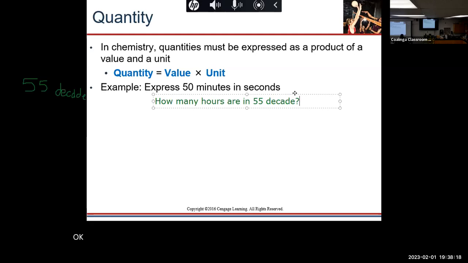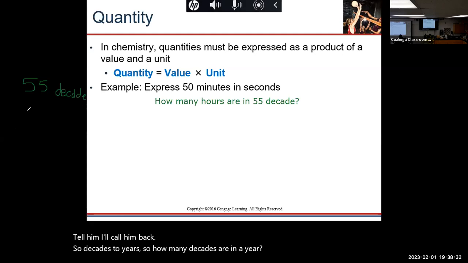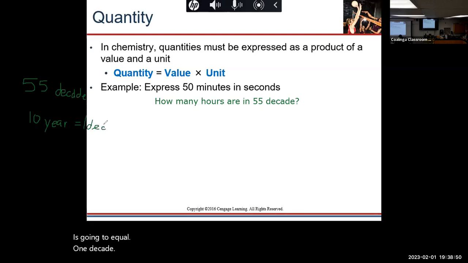Okay, so in this case, what are some of the conversions that could be helpful for us? Decades to years. So how many years are in a decade? Okay, so we know that there are 10 years. It's going to equal one decade. Okay, what else could be important to us? Days in a year. So how many days are in a year? 365 days. What else could be important? Hours in a day. How many hours are in a day?